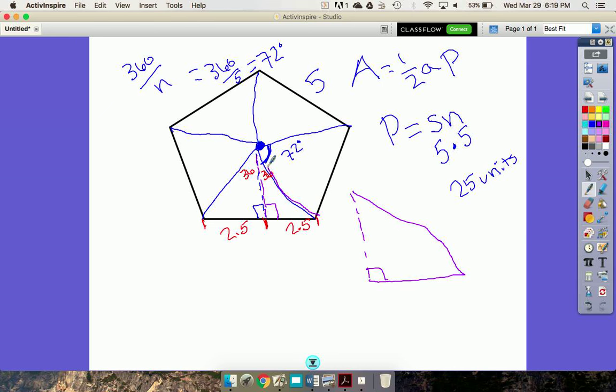This is the line. Still looks just as good. We know this is 36 degrees up here, and then we also know that this bottom is 2.5. And so from this point, we want to know the apothem, which I'm going to label as capital A. That's going to be little a. I'm going to call it little a in this one.